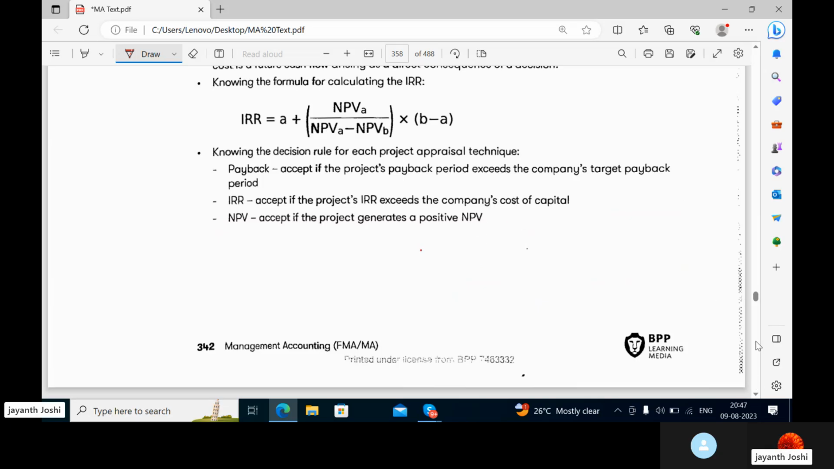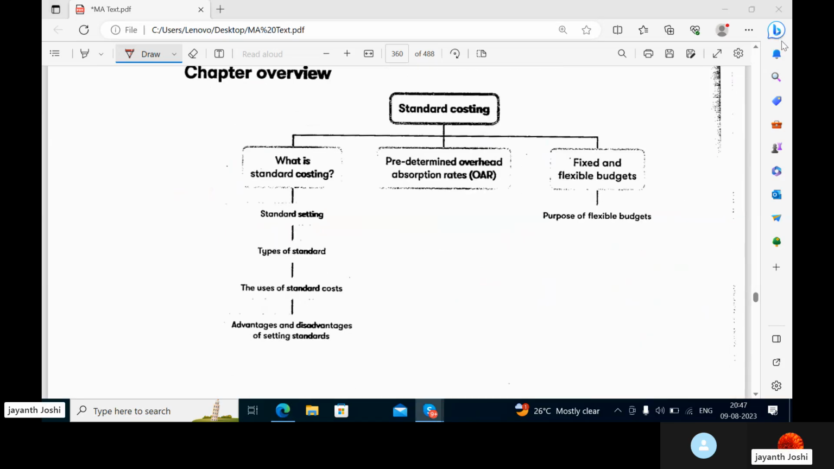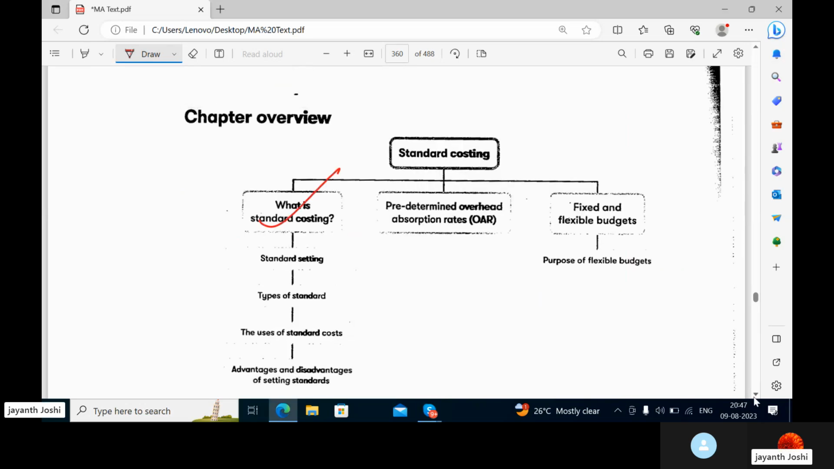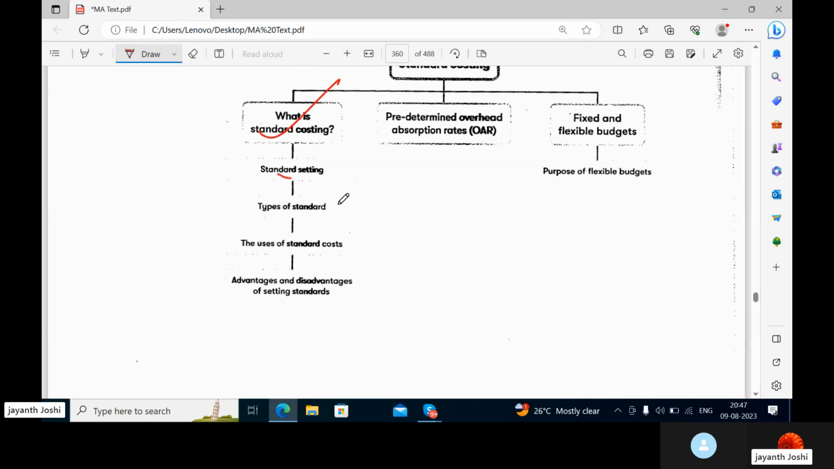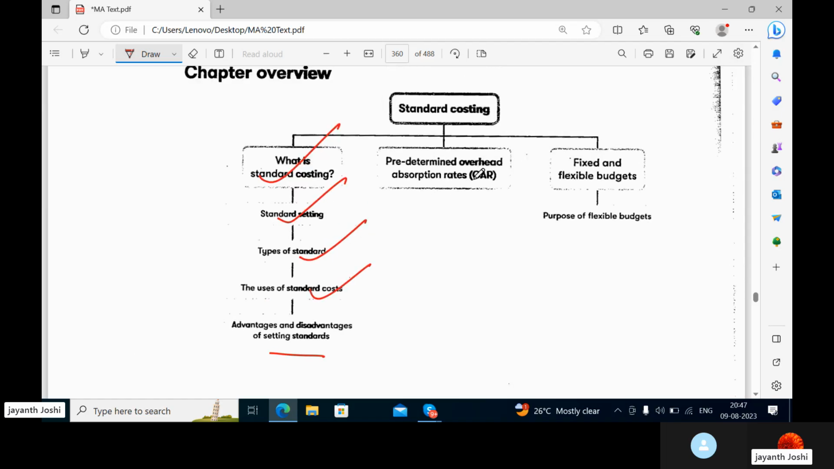Okay, now let us start the topic. In this particular chapter of standard costing, we are going to learn about what is standard costing, standard setting, types of standard, uses of standard cost, and the advantages and disadvantages of setting standards. And we are going to discuss predetermined overhead absorption rates, and fixed and flexible budgets.